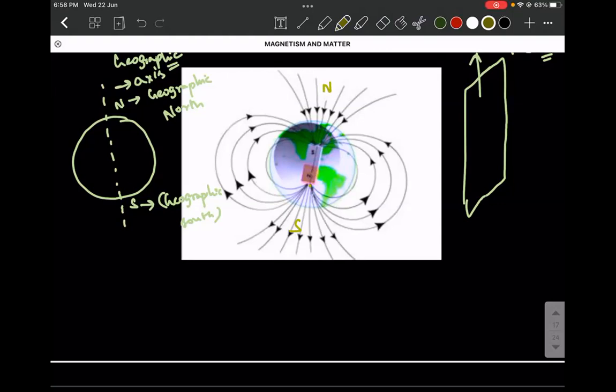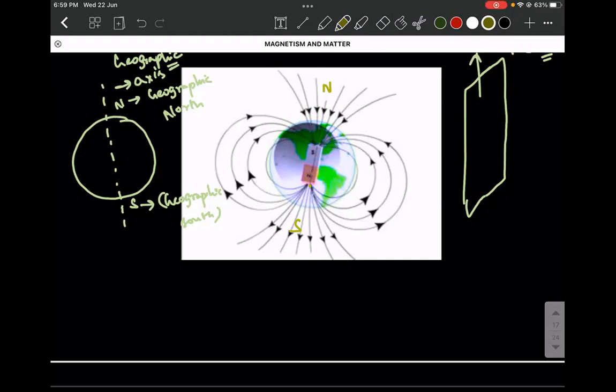So what I'm trying to say is the geographic north will coincide with the magnetic south and vice versa. This is a very, very important point that we need to note. The magnetic north coincides with the geographic south and vice versa. This is one more important point you need to make a note of.